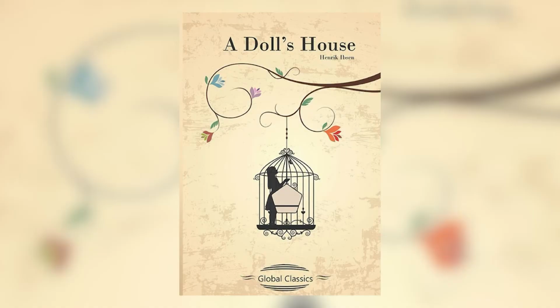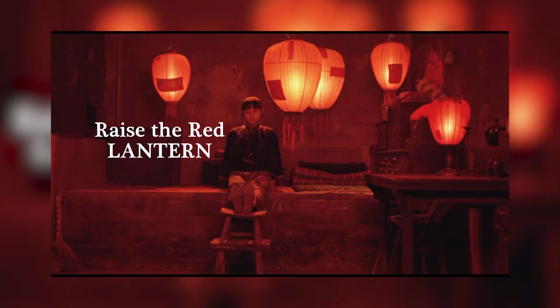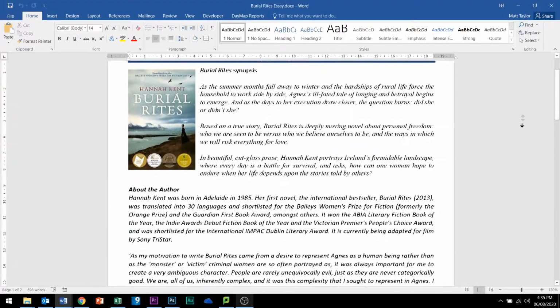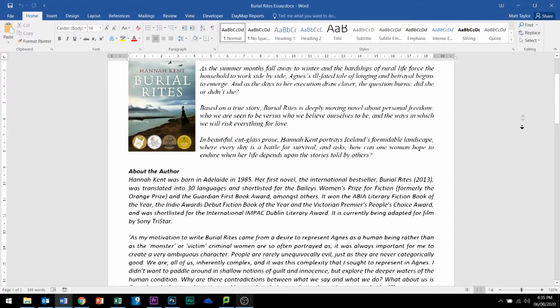They did a comparative on the play A Doll's House by Henrik Ibsen and Zhang Yimou's iconic film Raise the Red Lantern, and their final piece was a text response to Burial Rites. And the really cool thing about Burial Rites is that it's written by a local author, so it's written by Hannah Kent, who grew up in the Adelaide Hills.